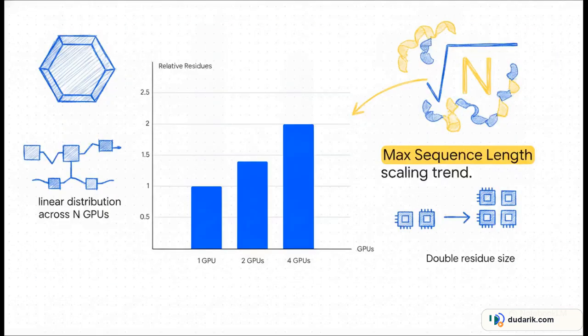When the researchers benchmarked these strategies on icosahedral assemblies, they looked closely at the maximum feasible asymmetric subunit size. The crucial point here is that square root scaling trend. Because the memory scales quadratically, when you distribute it linearly across n number of GPUs, the max sequence length you can actually support only scales with the square root of n. To put that into perspective, practically speaking, this means if you want to double your target residue size, you're going to need roughly 4 GPUs.